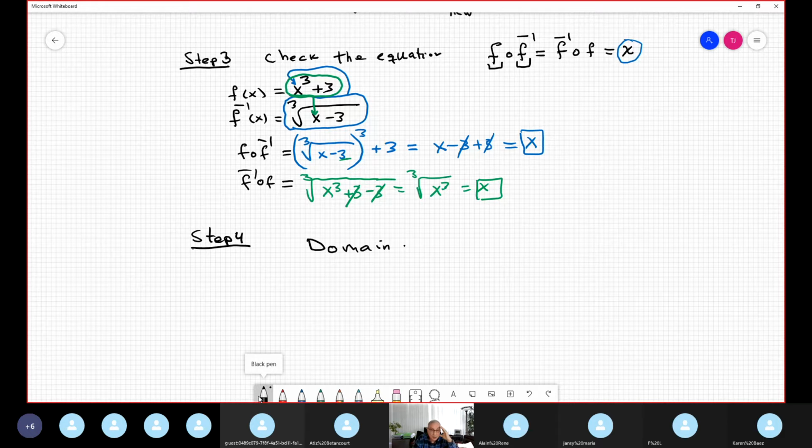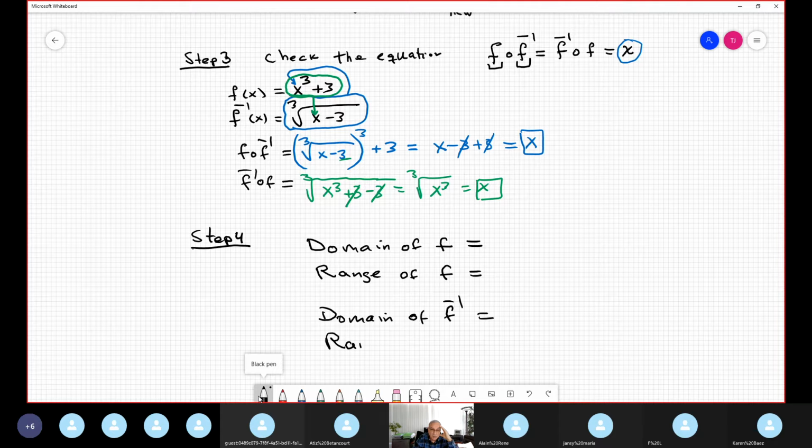Domain of f. Range of f. Domain of inverse. And range of inverse. Okay, I come back to the beginning. My original function was x cubed plus 3.